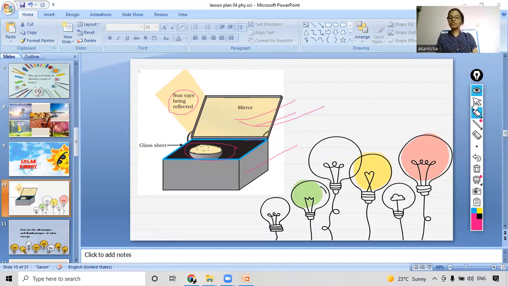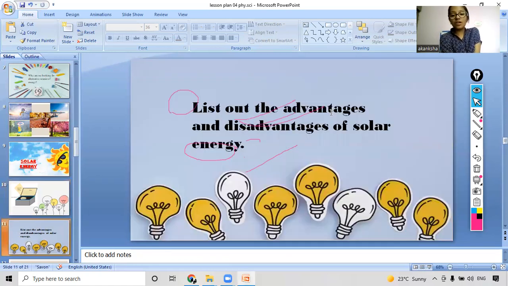So now we will move on ahead and see some more interesting questions on solar energy. Okay. So now you have to list out the advantages and disadvantages of solar energy. What, according to you, are the advantages and disadvantages of solar energy? Any guesses from your side? Okay, you can write in the chat box and then we will discuss the answers.